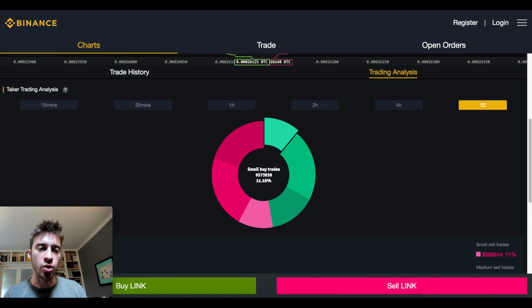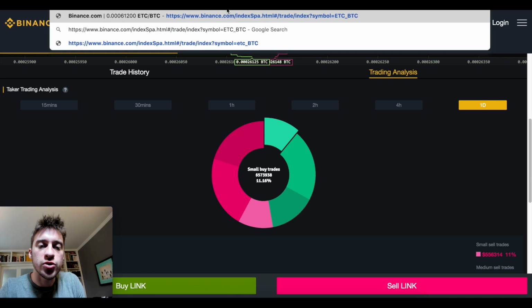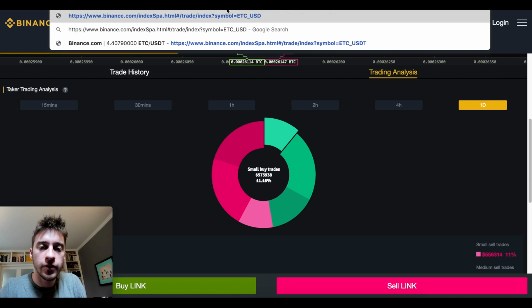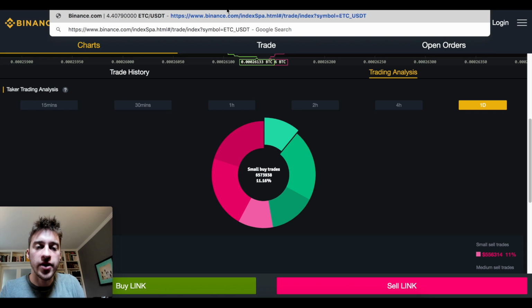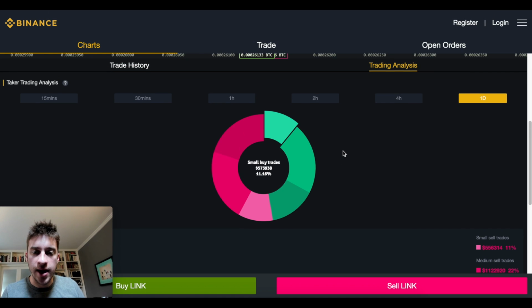But if you want to do it the URL way, if I wanted to get like ETC USDT, I would do this. Just super simple. Like that. Okay. So you can use the underscore in that there. But let's look at what we're looking at here.